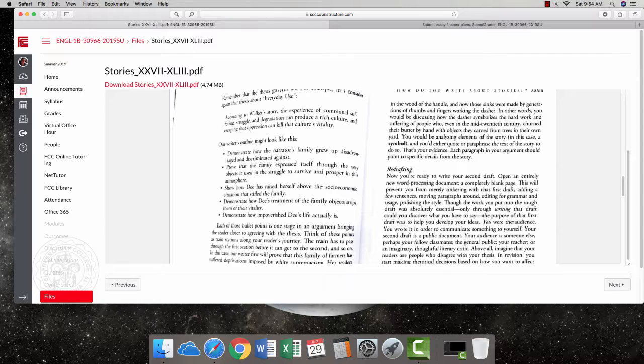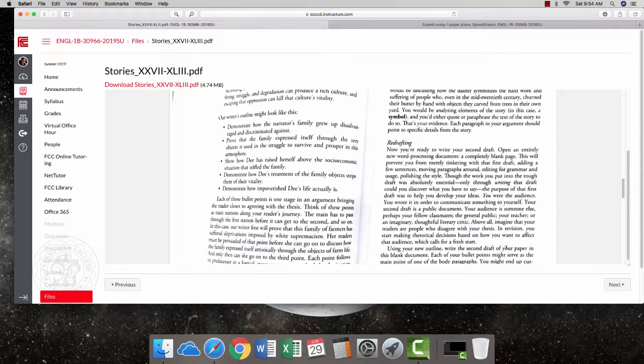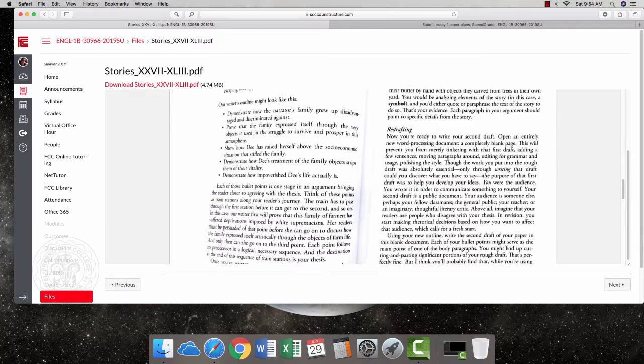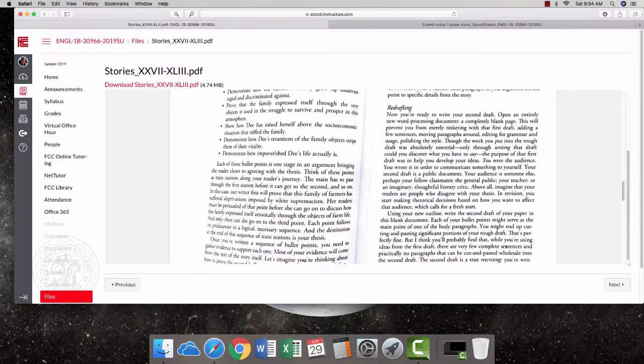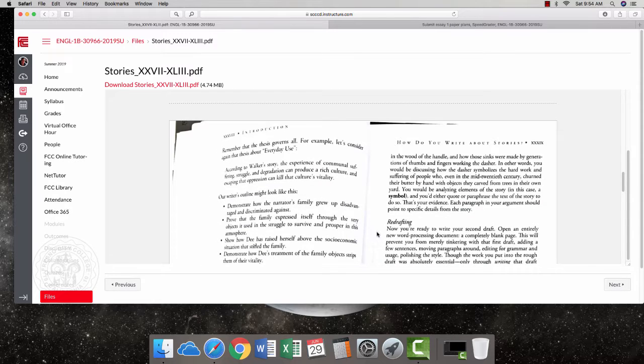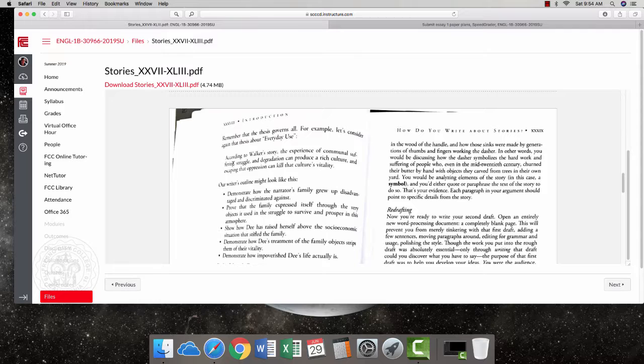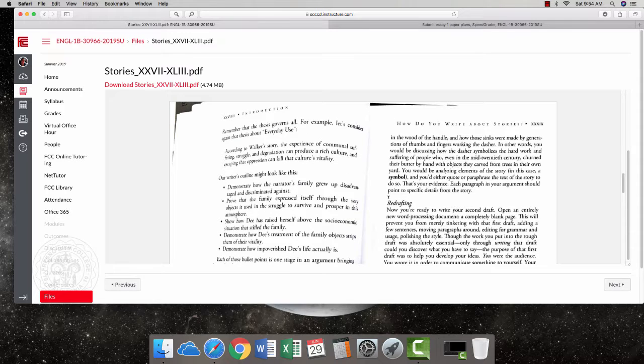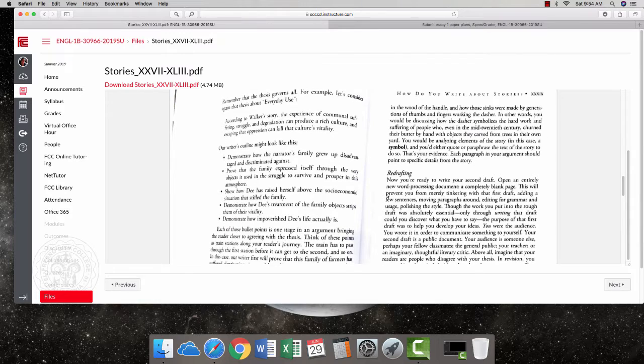3, show how Dee has raised herself above the socioeconomic situation that stifled the family. 4, demonstrate how Dee's treatment of the family objects strips them of their vitality. 5, demonstrate how impoverished Dee's life actually is. And you can see that each of these points is the natural outgrowth of points 1, 2, 3, 4, and 5 in the thesis statement. The thesis statement is a map of the paper.